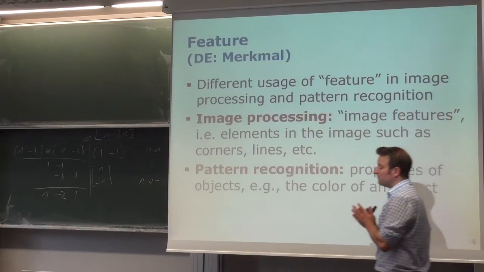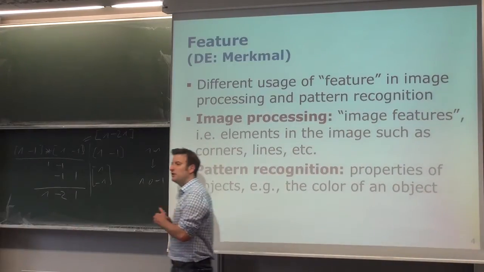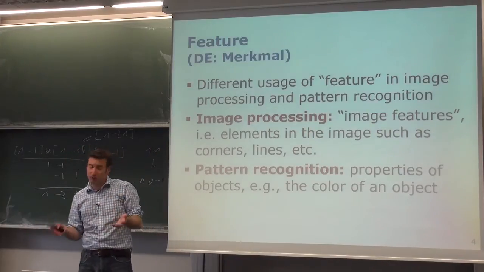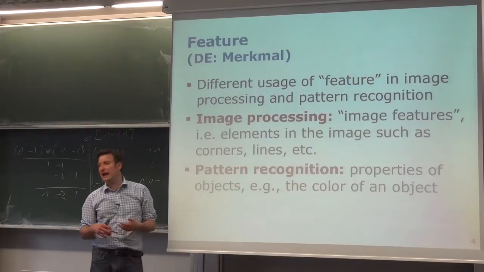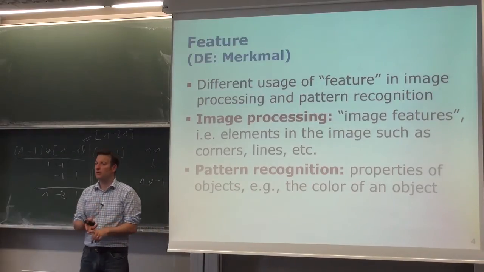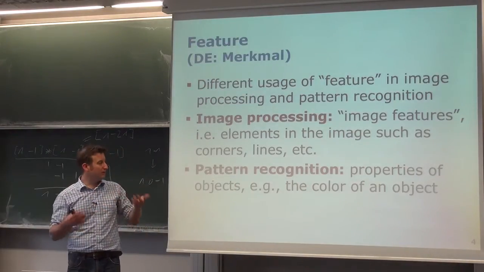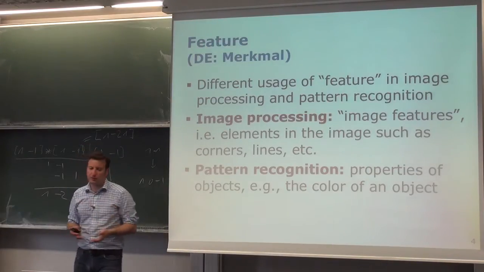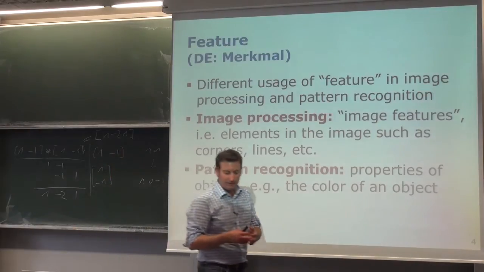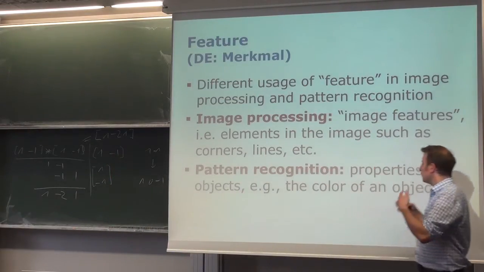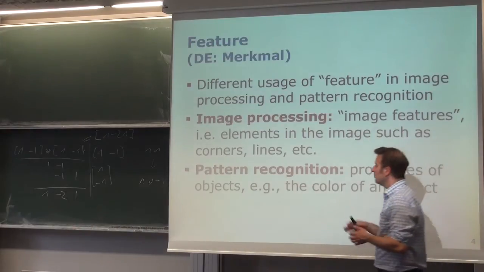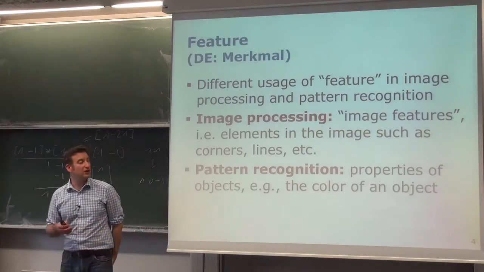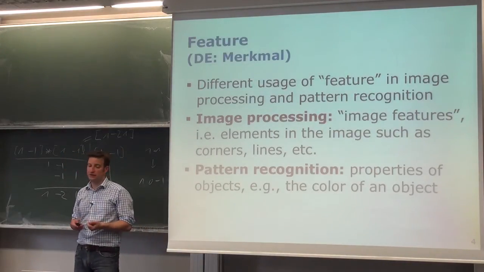Also, one distinction concerning the term feature. In different communities, the term feature is typically used differently. In image processing, it's something we start with, what we're doing right now. Image features are typically elements in my image, such as a line or a corner, so a property I can directly extract from the image. In other tasks, like pattern recognition, which we'll also look into in the photogrammetry course here, these can be certain properties of an object, which in this example also relates to the image or the intensity values of the image, but doesn't necessarily have to be the case.